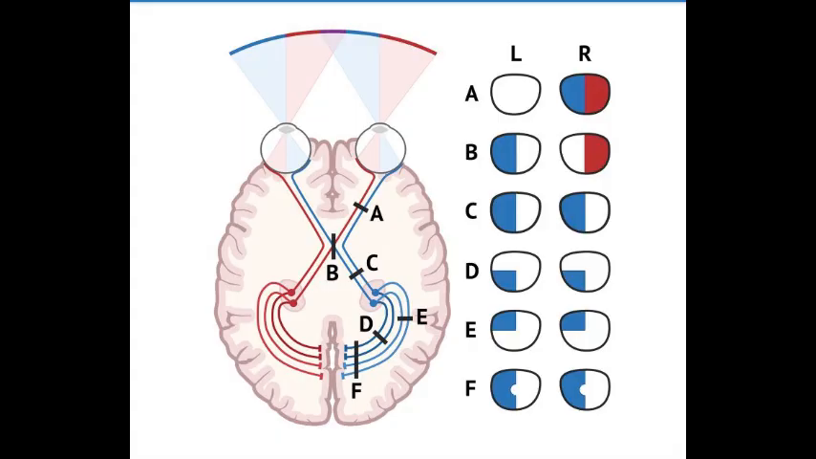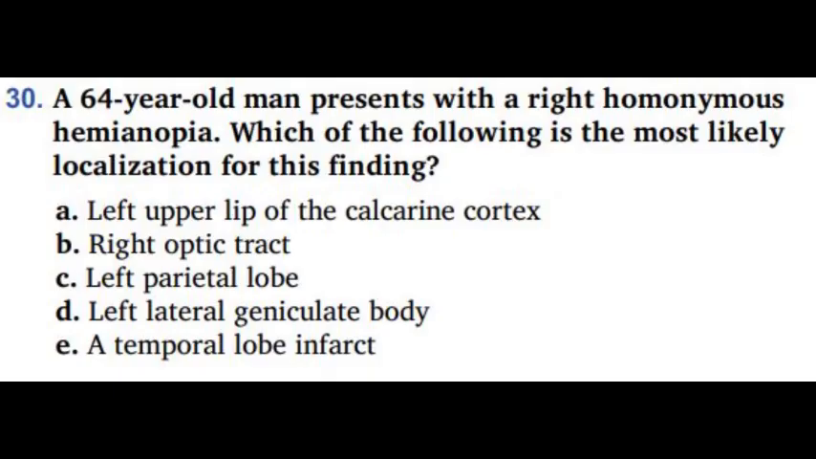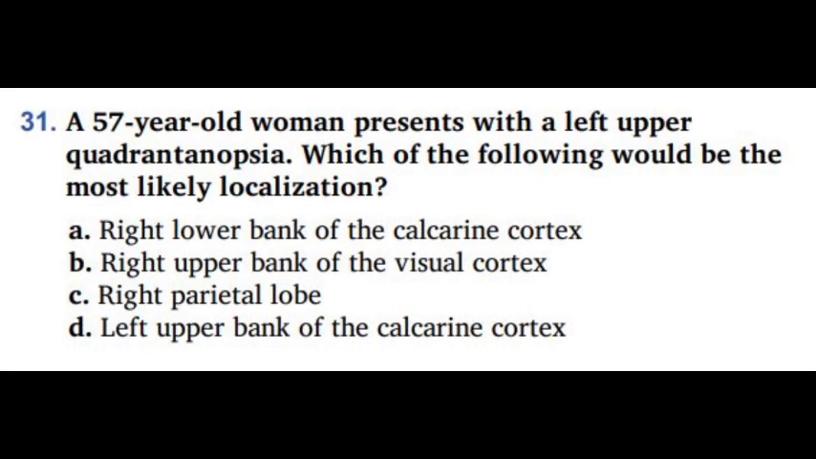So back to our question. So for question 30, we've established that the answer is going to be the left lateral geniculate body. So for question 31, a 57-year-old woman presents with left upper quadrantanopsia. Which of the following will be the likely localization?